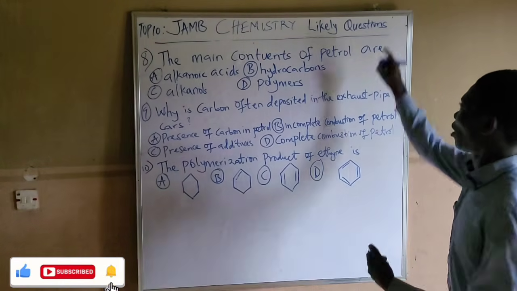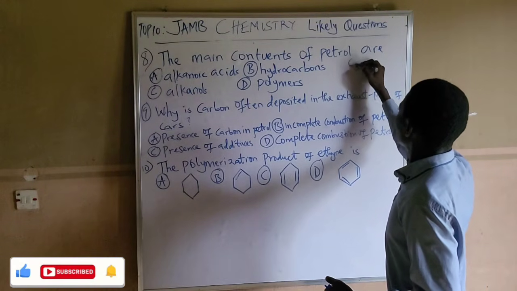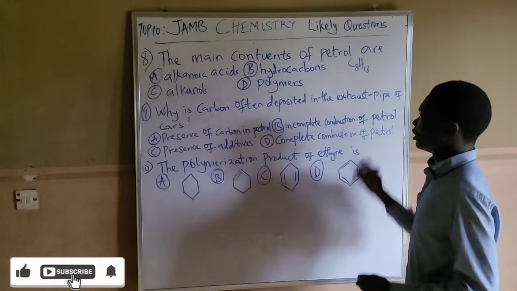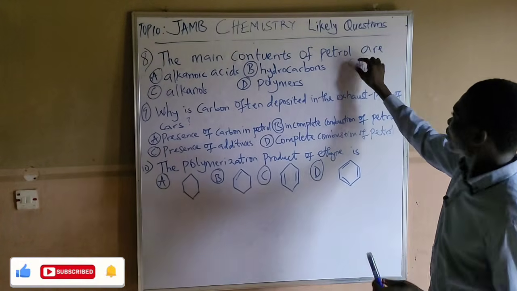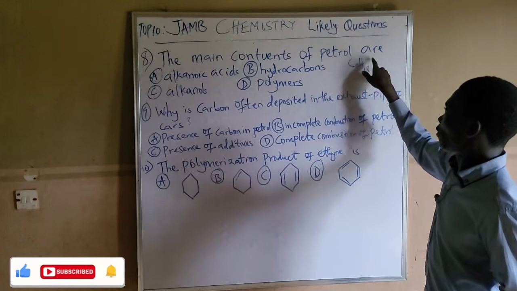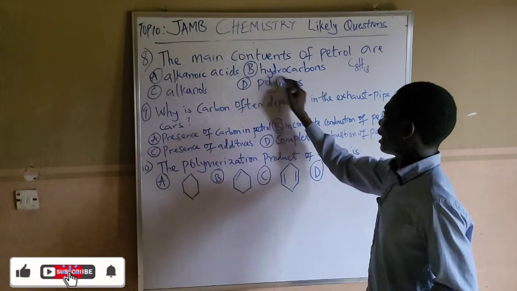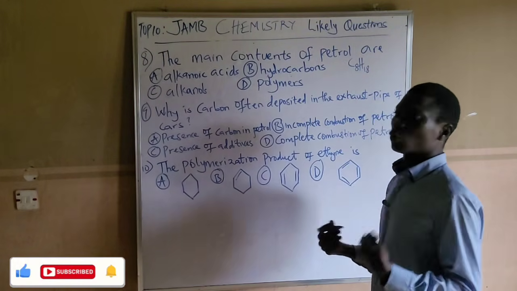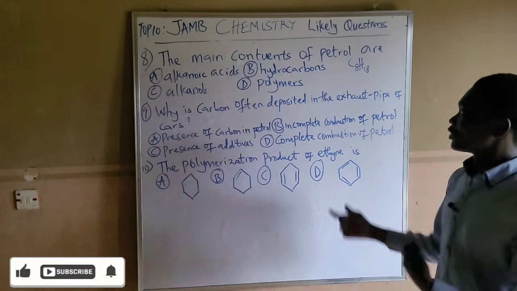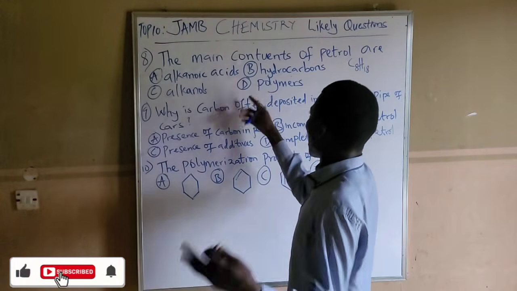First of all, what is the formula of petrol? The formula of petrol is C8H18. So it mainly consists of carbons, that is 8 carbons and 18 hydrogens. It consists of carbon and hydrogen, which is what? Hydrocarbons. This question is just to test whether you understand what you are reading or not. So you don't need to bother yourself about alkanols, alkanoic acids, polymers.